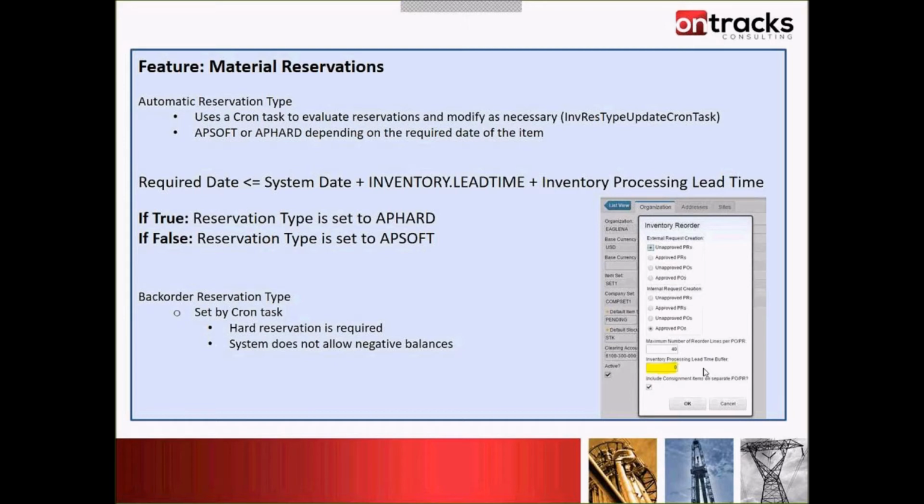The backorder type is set on basically two criteria. The first criteria is when a hard reservation is required, so when that calculation is true, and the system does not allow negative balances, and we cannot decrement the quantity available. So there is nothing available, and it is a hard reservation. That's going to trigger the type to be of backorder type.